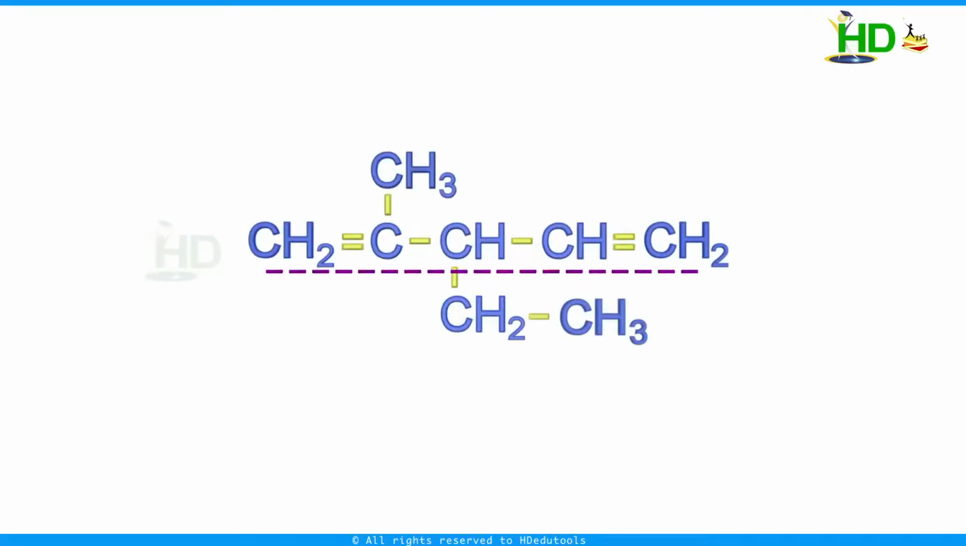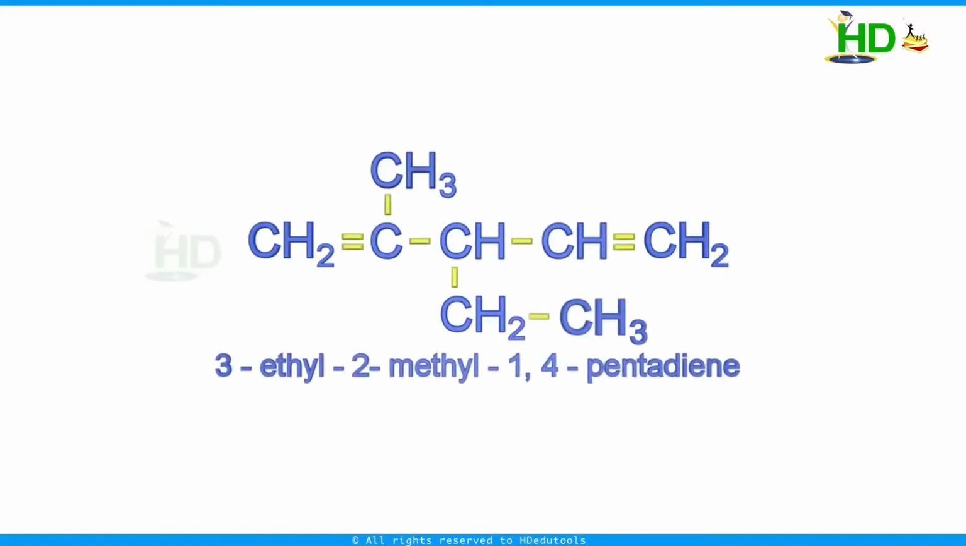Now say this. Yes, this is the parent chain having 5 carbons, 1, 2, 3, 4, 5. On the first carbon and on the fourth carbon, a double bond is there, hence it is 1,4-pentadiene. On the second carbon, a methyl group is there. On the third carbon, an ethyl group is there. Therefore, this is 3-ethyl 2-methyl 1,4-pentadiene. And while naming, first we have to write 3-ethyl. Why? Because in this case we have to follow the alphabetical order: ethyl, then methyl. Now try to name this.